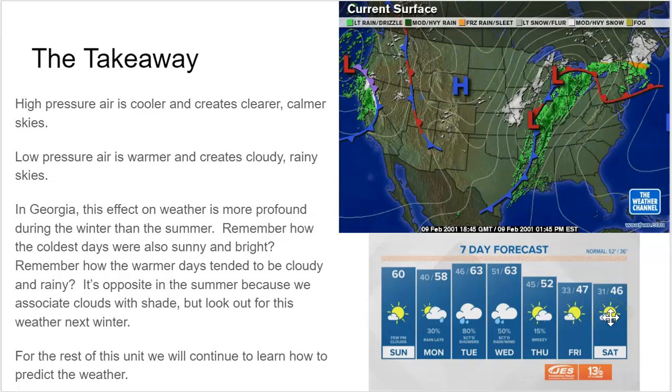So again, really look for this the next time you're seeing weather on TV or looking at a weather map. In Georgia, we tend to see this especially in the winter time, because during the summer it's so hot that the clouds actually cast shade, and that affects the temperature. But during the winter, we don't have that same effect. During the winter, it really is all about this high pressure, low pressure interaction.